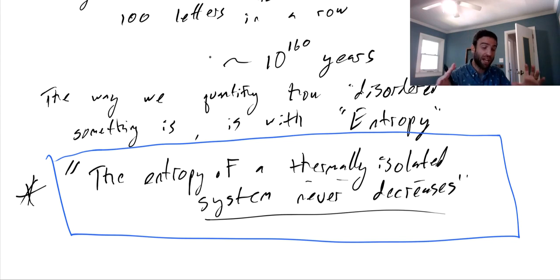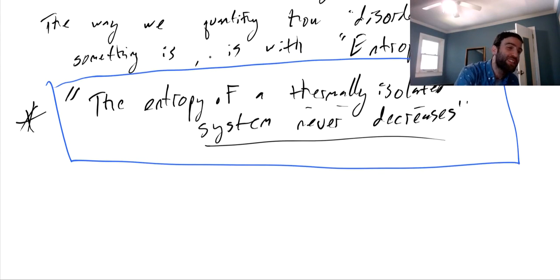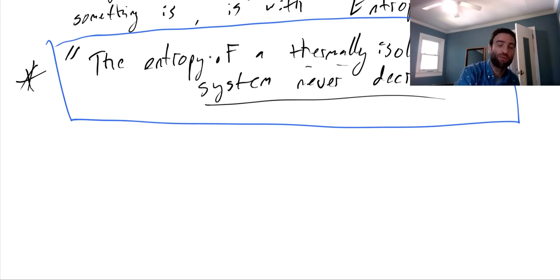Now, combined, you have object A and object B exchanging heat back and forth. Together, that can be a new system, thermally isolated from everything else. The entropy of that combined object will never decrease, but the entropy of one of the two parts of the system might decrease. Okay, so interestingly, this is one way of stating the second law of thermodynamics.